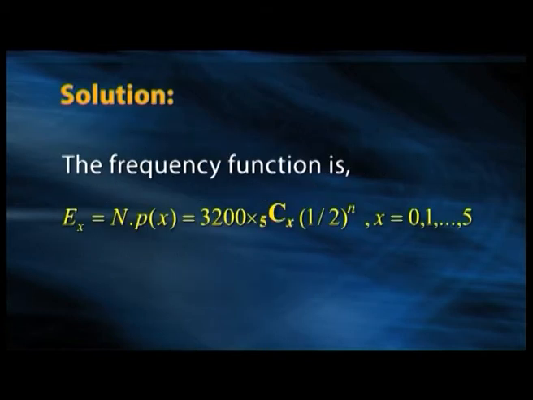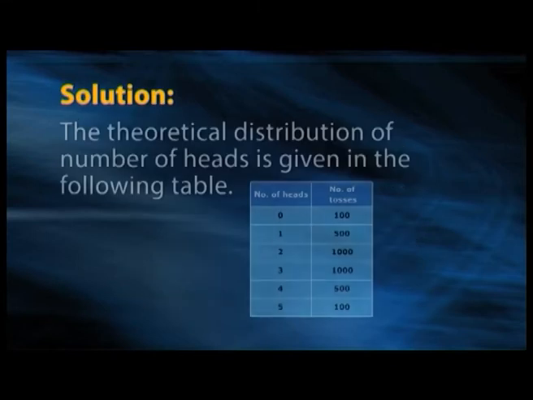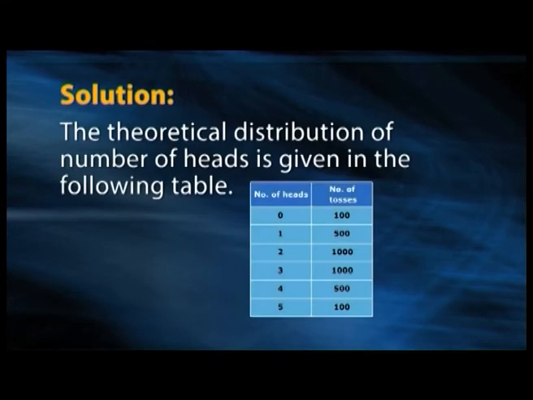The frequency function is Ex is equal to n into p of x is equal to 3200 into 5cx into half power n. Now, by substituting the values of x as 0, 1, 2, etc., 5, we get expected frequencies E0, E1, E2, etc., E5. Hence, the theoretical distribution of number of heads is given in the following table.